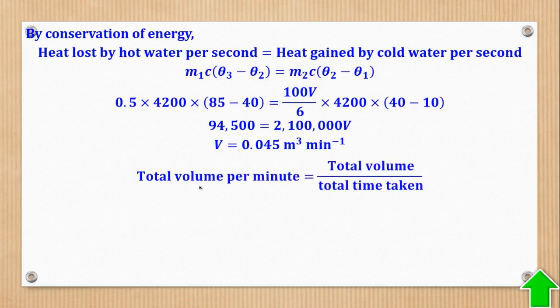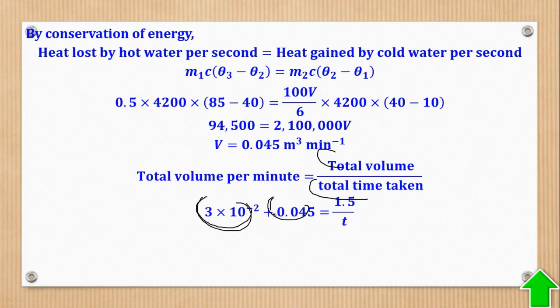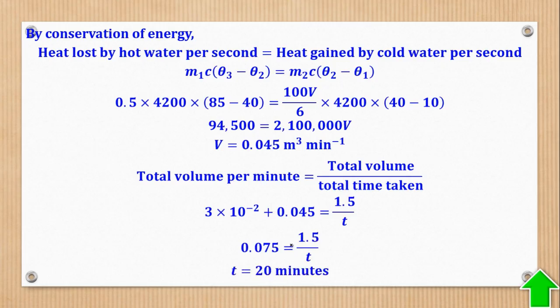Then the total volume per minute is equal to total volume over total time taken. So total volume per minute will be this plus this. This was the volume for hot water per minute, and this is the volume for cold water per minute, which we have got. When you add them, it will be total volume over total time taken. Total volume was given in the question as 1.5, and the total time is what we want. So you make T, simplify, and then make T the subject. And that is what they wanted.